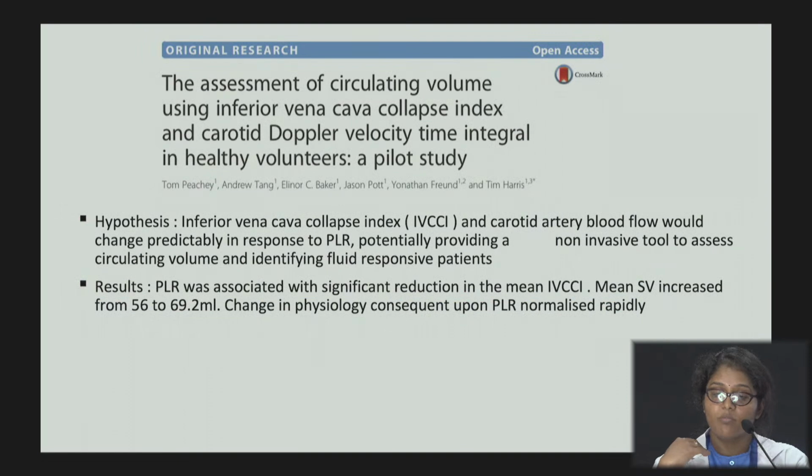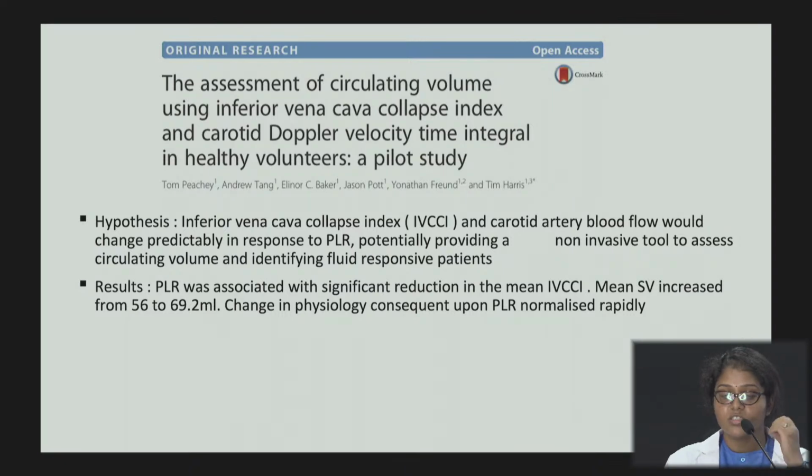So in order to improve the reliability of IVC, this study has integrated a passive leg raise test. They hypothesized that IVC collapsibility index and coronary artery blood flow would change predictably in response to passive leg raise, thus providing a non-invasive tool to identify fluid responsive patients. The results of this study are quite promising, wherein the passive leg raise test was associated with a significant reduction in the collapsibility index, and the mean stroke volume also increased.